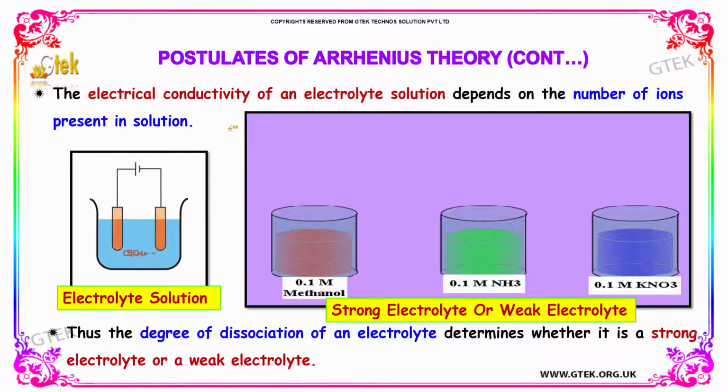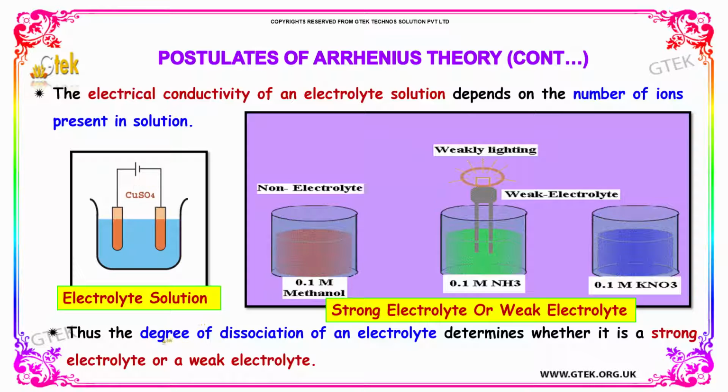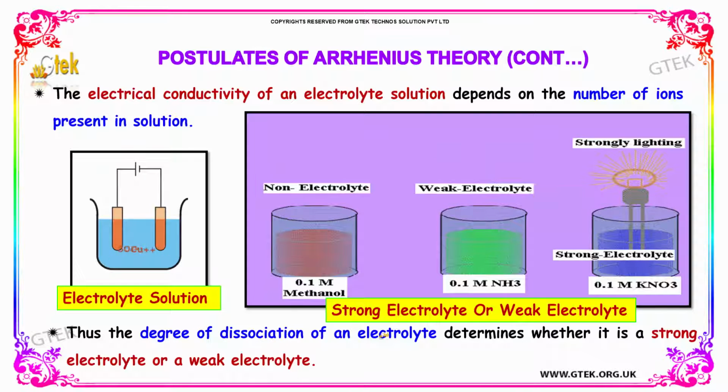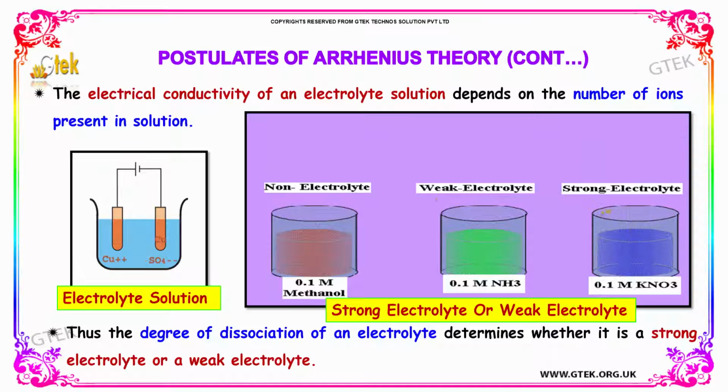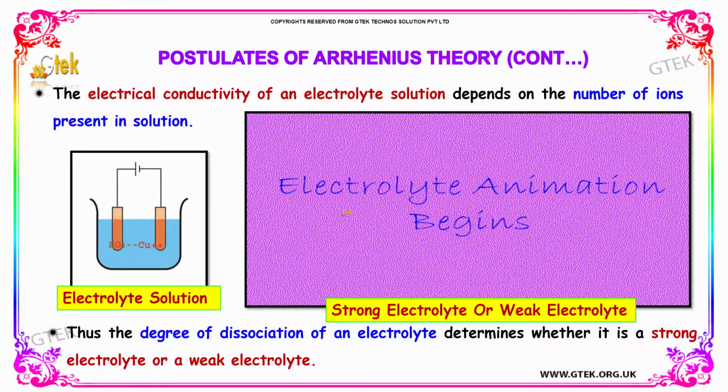The electrical conductivity of an electrolyte solution depends on the number of ions present in the solution. Thus, the degree of dissociation of an electrolyte determines whether it is a strong electrolyte, a weak electrolyte, or a non-electrolyte.